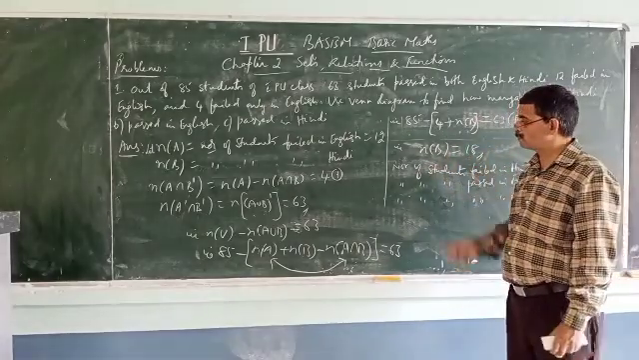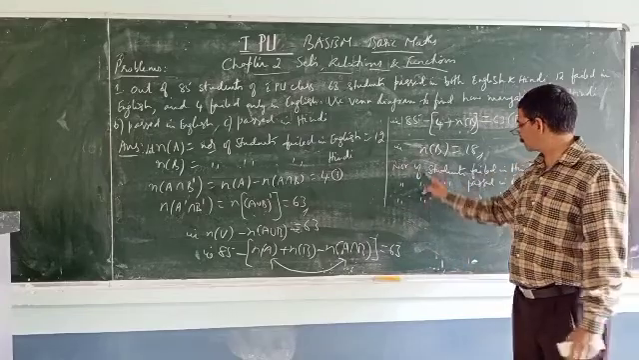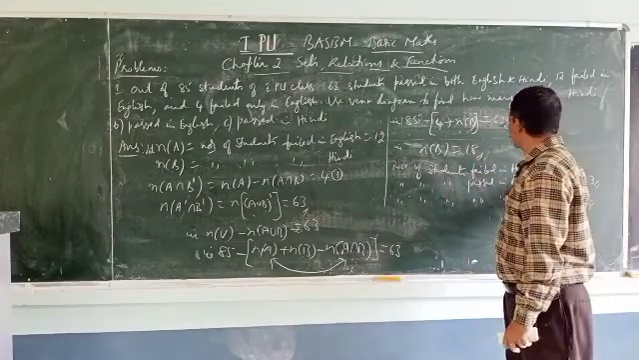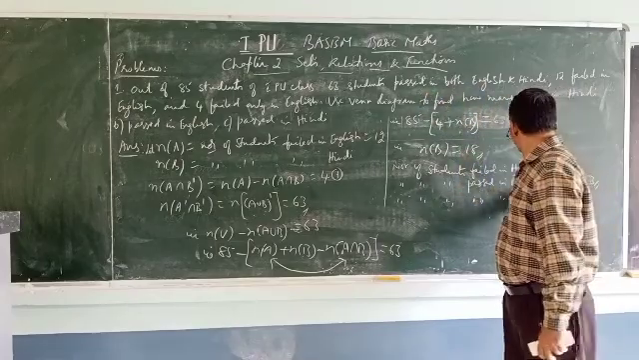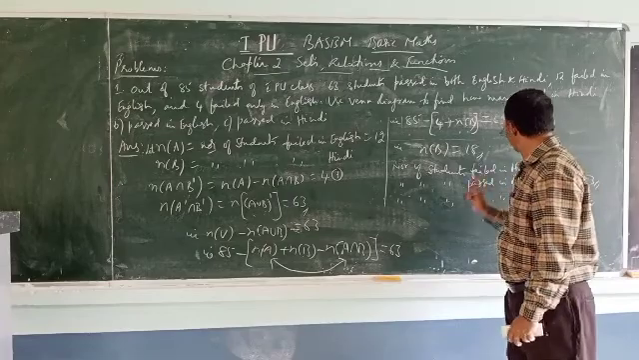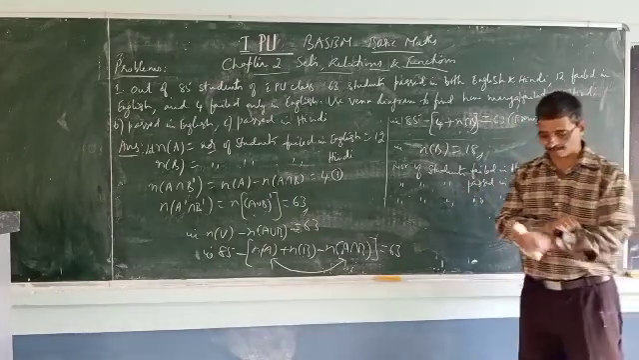So once you know N of B, and N of A is already known, you can write: the number of students who failed in Hindi is 18. The number of students who passed in English is 85 minus 12, so 73. And the number of students who passed in Hindi is 85 minus 18, which is 67.